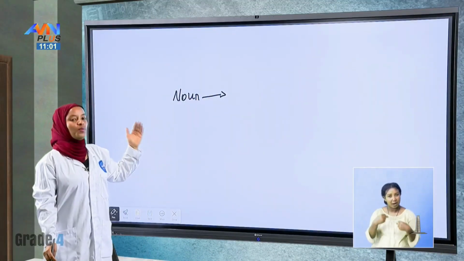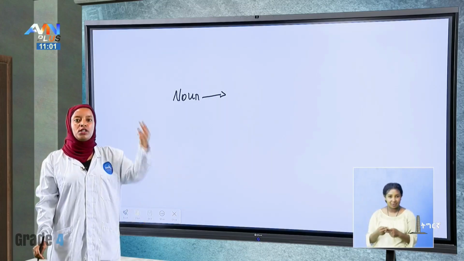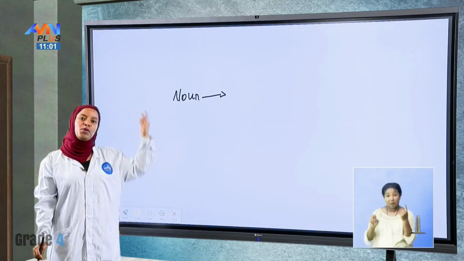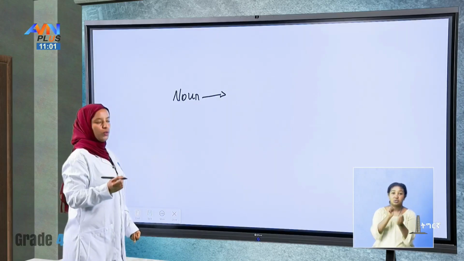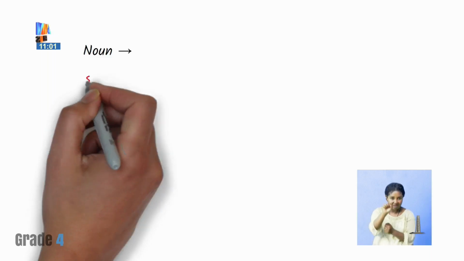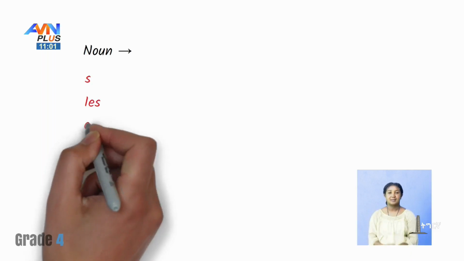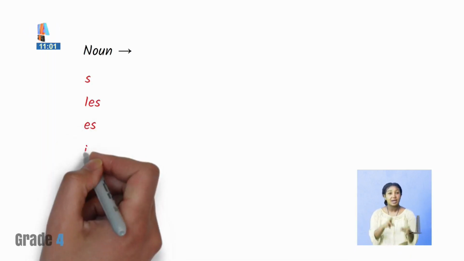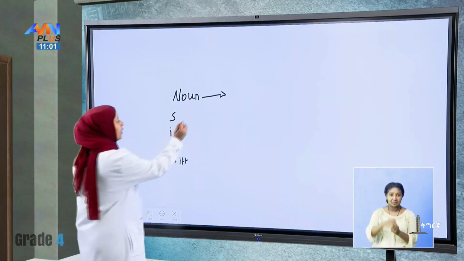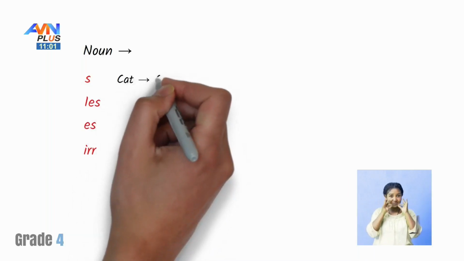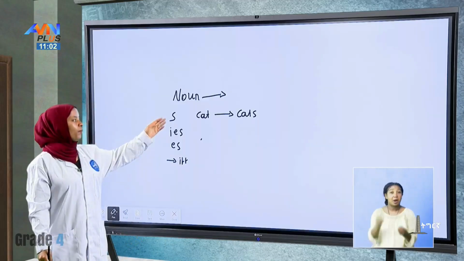We have some different rules to change a singular noun into a plural noun. Maybe two, three, maybe four. For example, we just add S, IES, ES, and irregular forms. That was our previous lesson. For example, when we add only S, like cat, it changes to cats. We just add what? S.